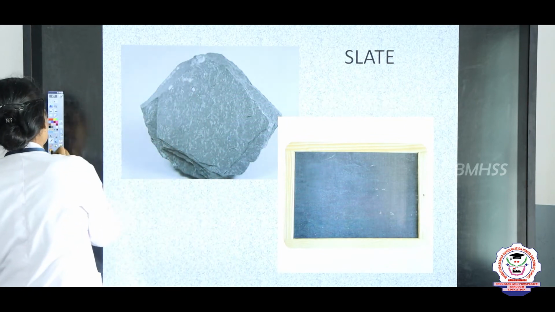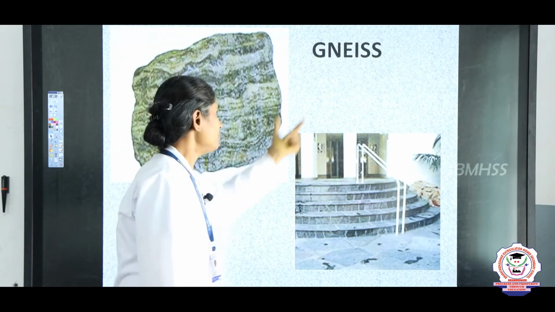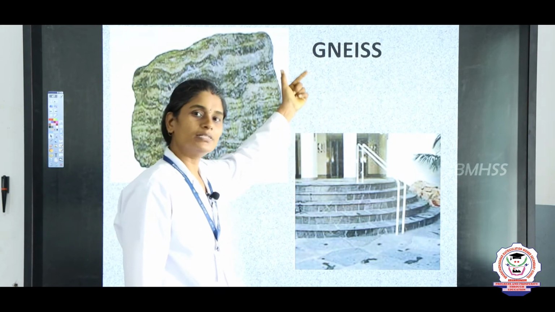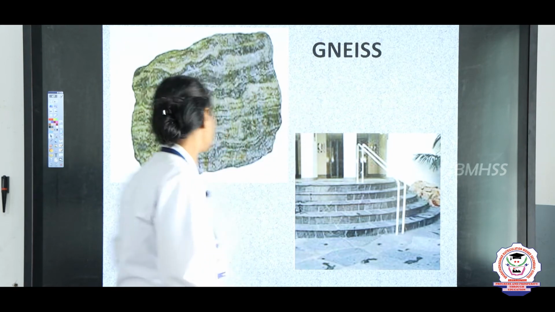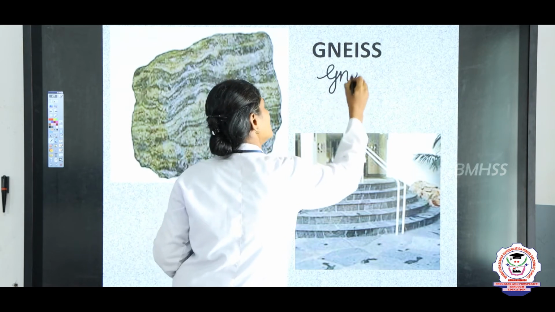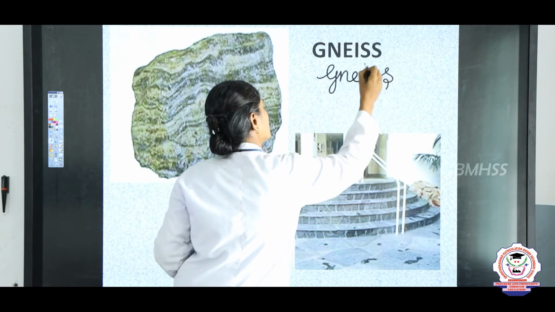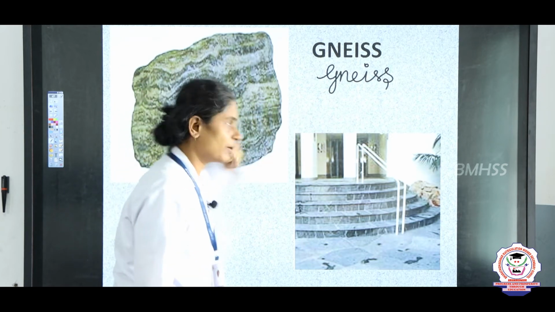So next we will see the third one. The third type of rock is, we have to spell it, gneiss. The G is silent, so you have to say it as N-E-I-S-S. So gneiss, G-N-E-I-S-S. Okay, so now how is this gneiss formed? So gneiss is formed from the granite.